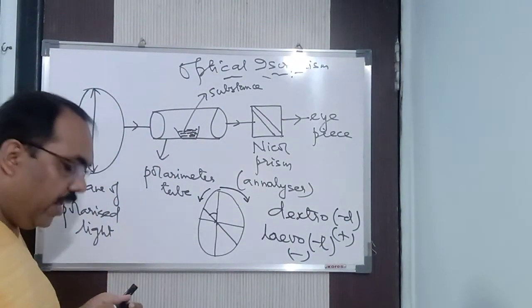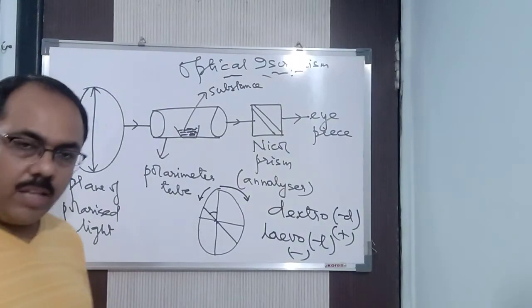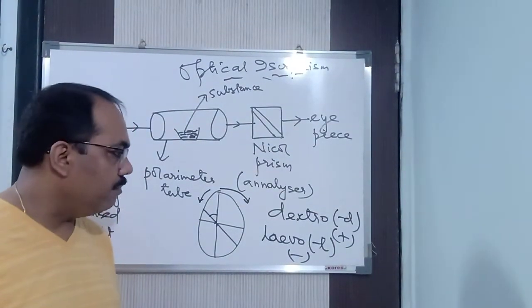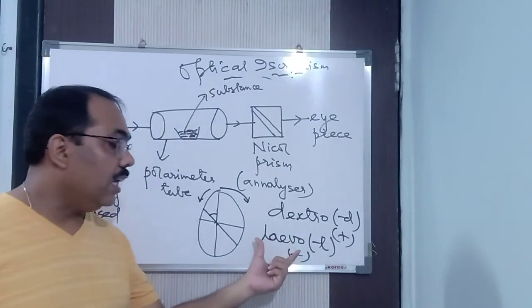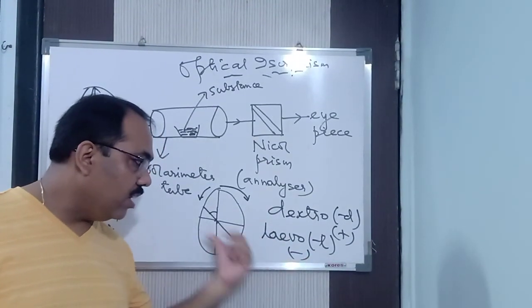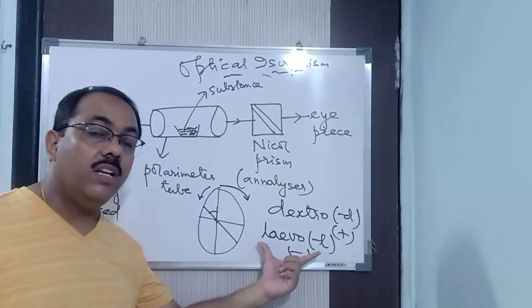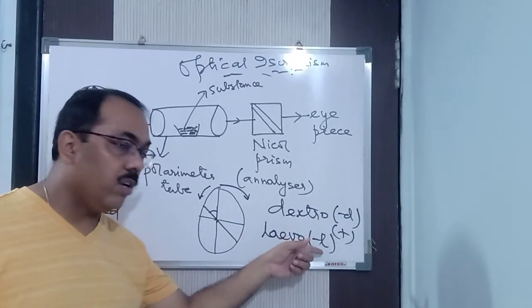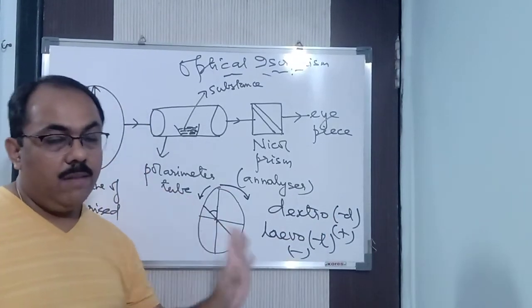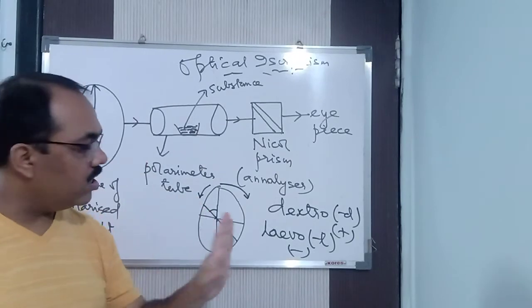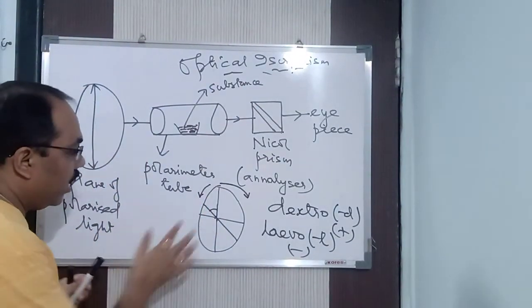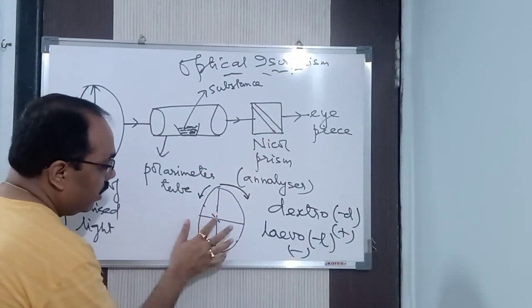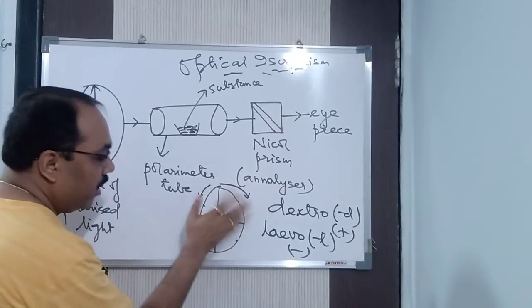Alright, if on rotating towards right you get the sharp line, that means the compound is optically active and is said to be a dextro compound. And if on rotating towards left you get the sharp line, then the compound is said to be a levo compound, denoted by small d and small l respectively, or plus and minus sign. But if it is optically inactive in nature, then you will see nothing, no line, on rotating either towards the right or towards the left.